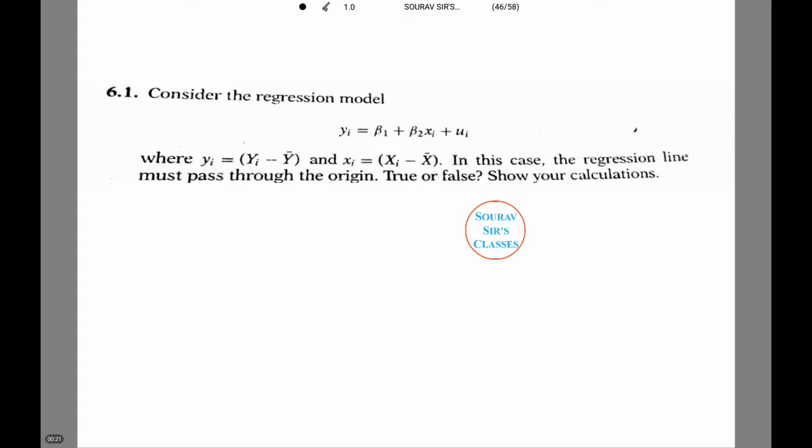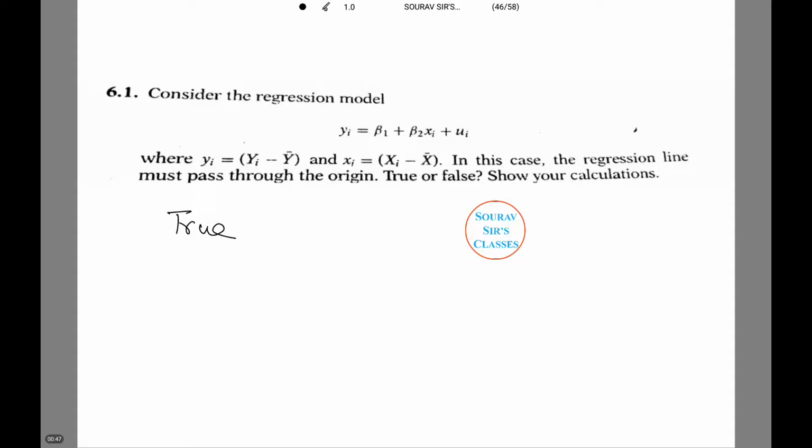In this question we have a regression model yi equals to beta 1 plus beta 2 xi plus ui, where yi equals to capital Yi minus Y bar and small xi equals to Xi minus X bar. In this case, the regression line must pass through the origin. We have to determine whether this statement is true or false. This statement is in fact true.